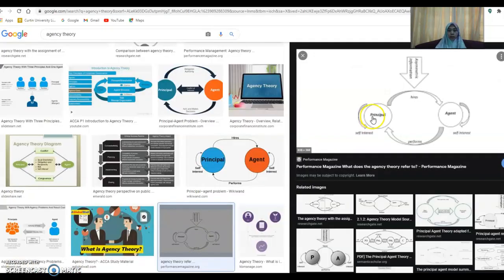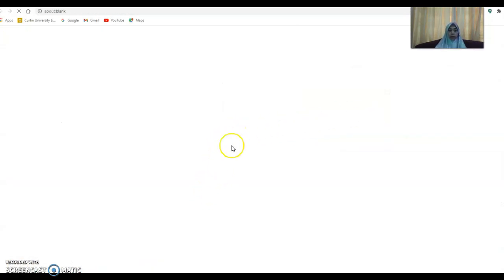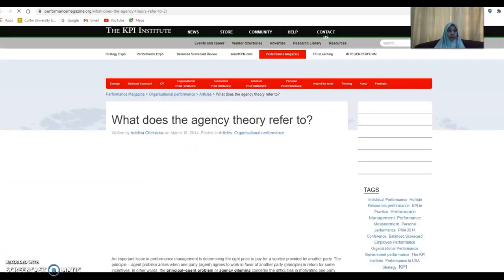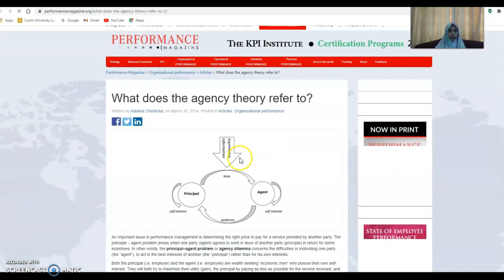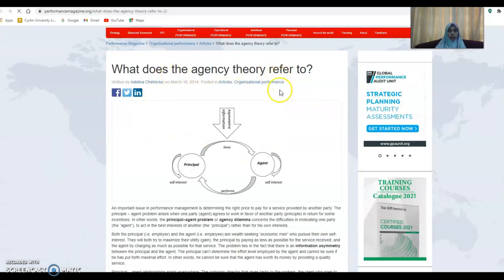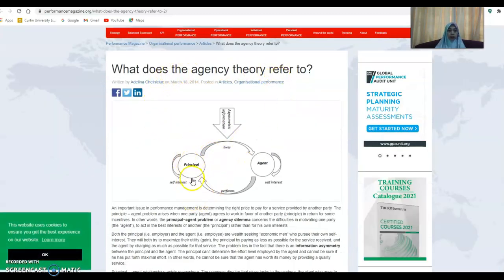Or you can see here, you can have this one. So what does the agency theory refer to? You are looking at the principal that hires the agent, and the agent then performs the work for the principal. But what about the information asymmetry?